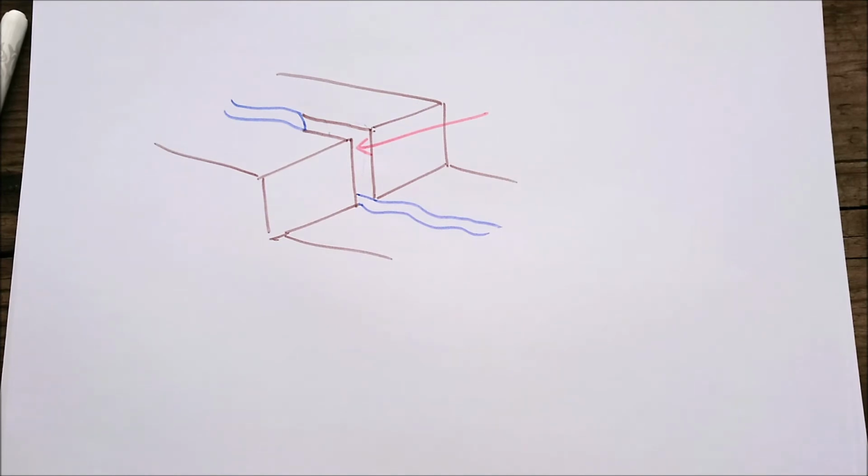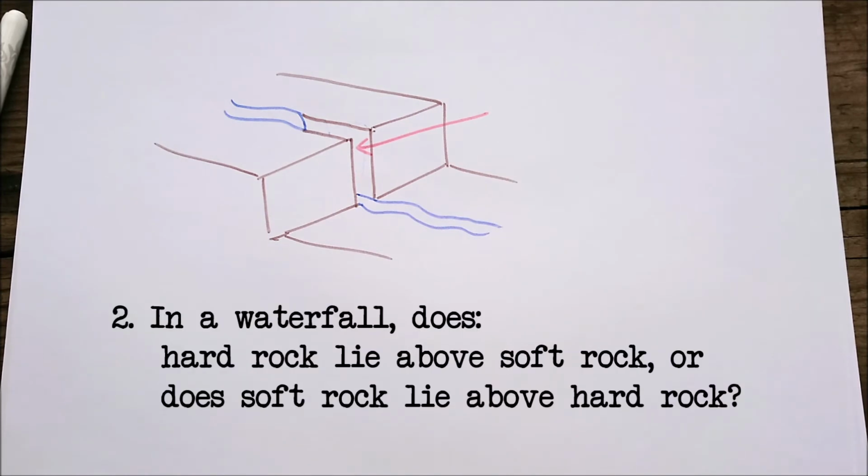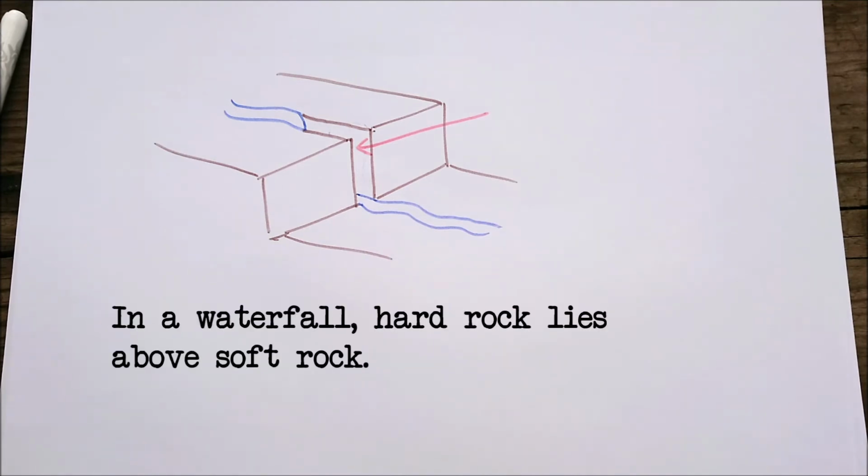Question 2. In a waterfall, does hard rock lie above soft rock, or does soft rock lie above hard rock? In a waterfall, hard rock lies above soft rock. It's the soft rock underneath that's being protected by that hard rock, and then when there's a gap in the hard rock, it exploits it and it causes the waterfall.